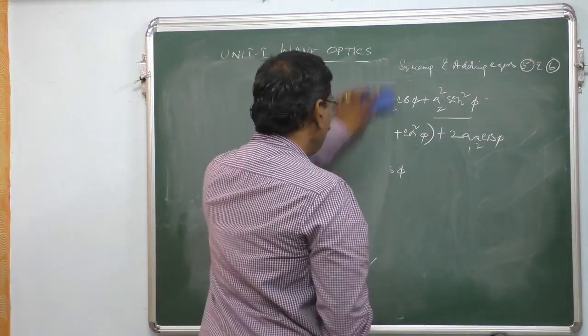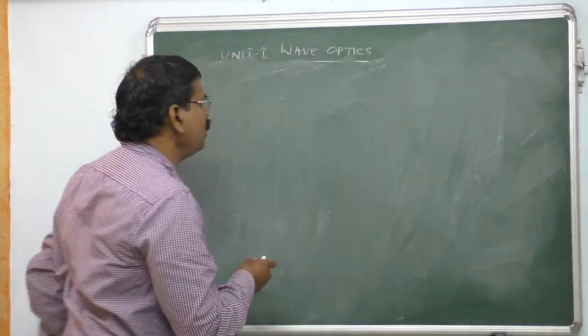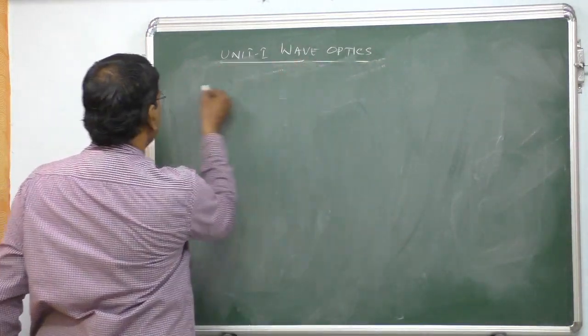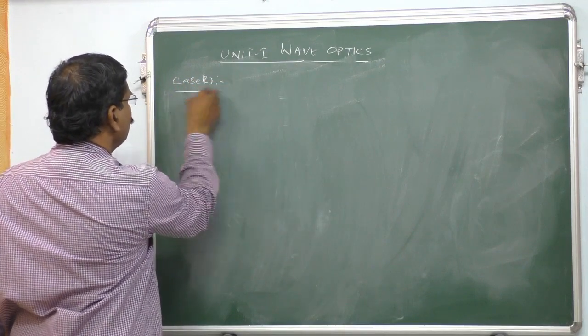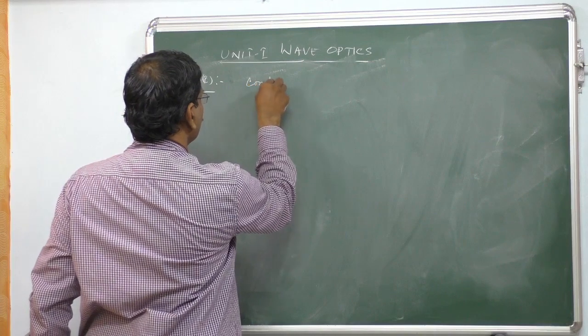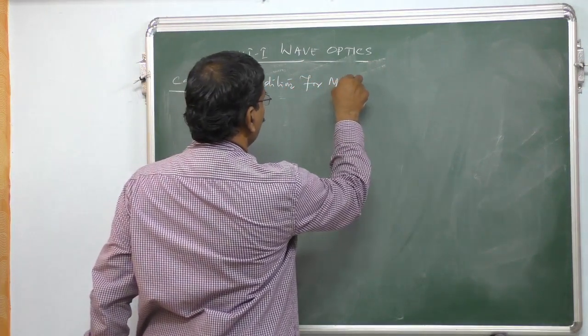Case 1. I would like to split these two cases into part 1 and part 2. How could we write this? Case 1. Condition for maximum intensity. Condition for maximum.